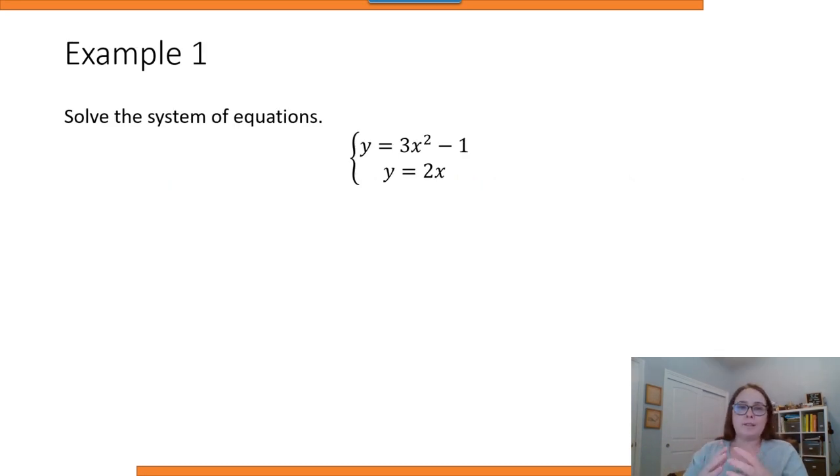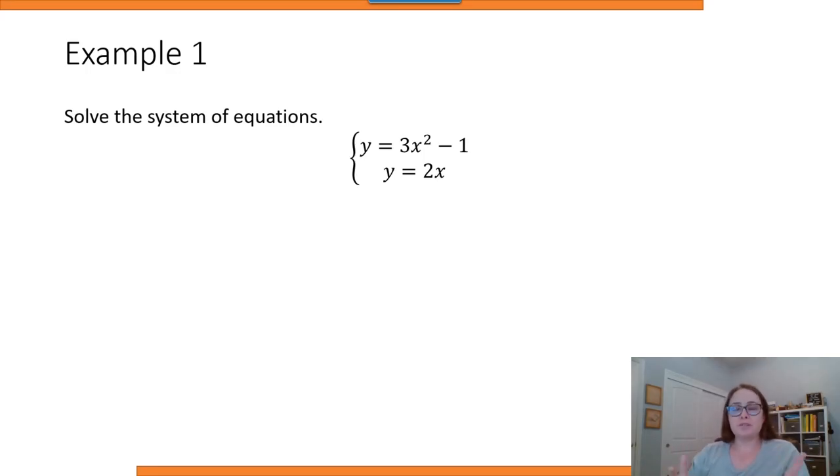So let's look at an example. Here I can see this is much different from what we've done previously because I have an x squared in one of my terms. So it's probably looking like one of the examples of the graphs that we just looked at. You can graph these to get an idea of what your solutions look like, but we're going to solve these algebraically today to make sure that we can do that as well.